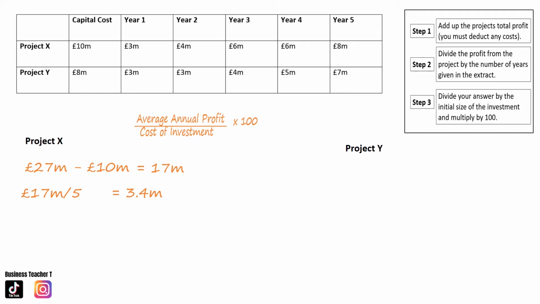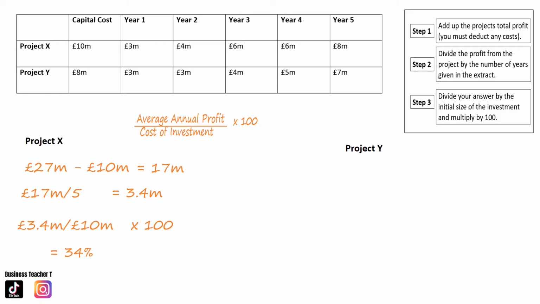Now we need to put that information into our formula. So the average annual profit is now 3.4 million divided by 10 million times by 100, and the answer is 34%. On to project Y, and the manager or managers will be comparing the rate of return to see which one is better. Remember, the higher the better, typically, because one might have more risks associated with it, but you'd be able to see that from the case study. On to project Y.